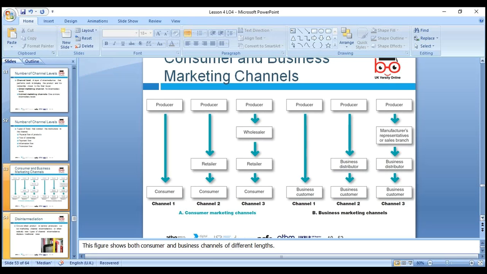Then producer, retailer, and consumer. That can be a channel as well, because now we have a retailer: we sell to the retailer and the retailer sells to the consumer. The third channel can be producer, wholesaler, retailer, and then consumer. And in business, contract and business as well. Anybody any question?